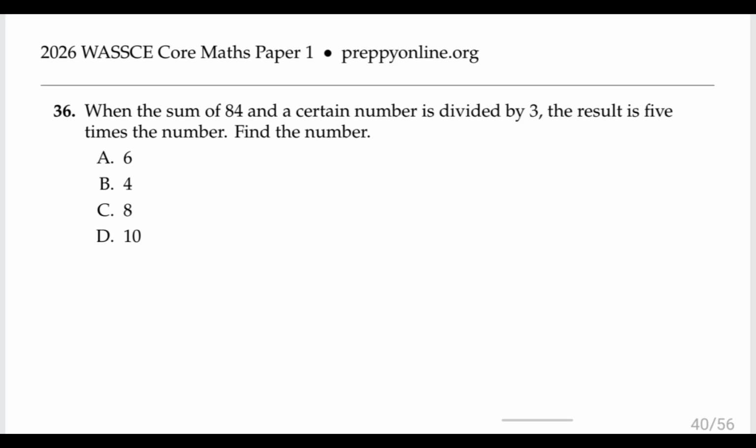So the next question is question 36. When the sum of 84 and a certain number is divided by 3, the result is 5 times the number. Find the number. So there's a certain number. Let's call it n. It says the sum of 84 and a certain number. So n plus 84. When you divide it by 3, the result is 5 times the number.